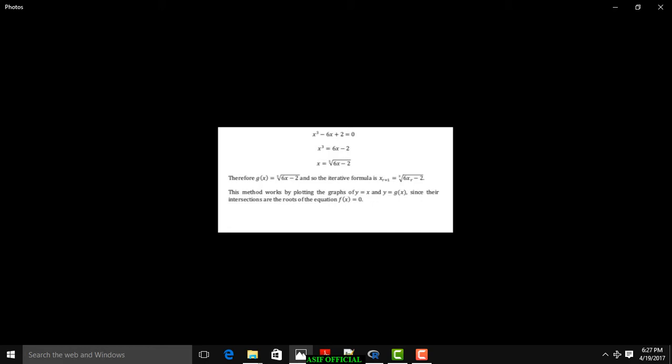This method works by plotting the graphs of y equal to x and y equal to g of x, since their intersections are the roots of the equation f of x equal to 0. Now that we have gained some basic knowledge about the fixed point, let's discuss our problem.